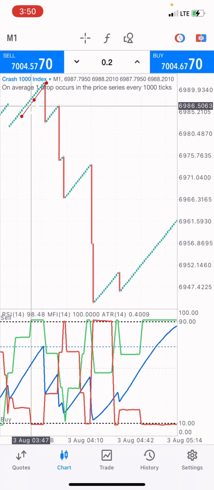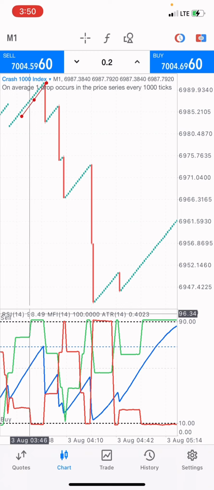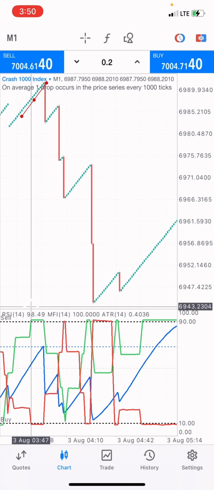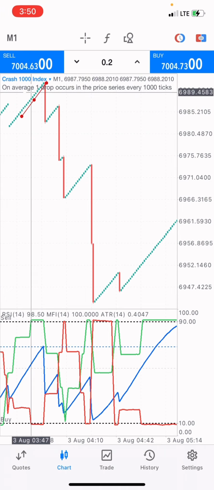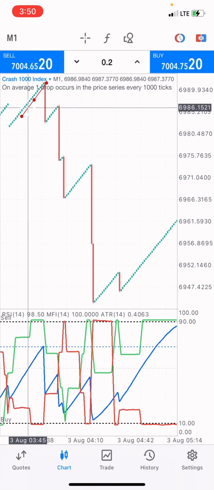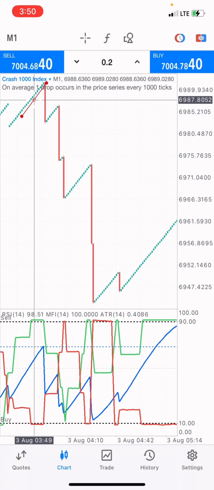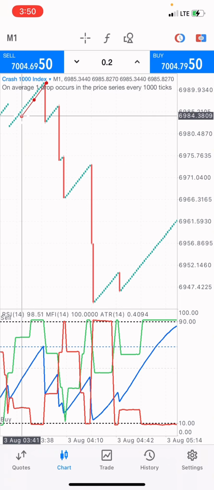So if you take a sell at this very point, you can see this is your profit from here to here. This is your profit from this first dot to this second dot.